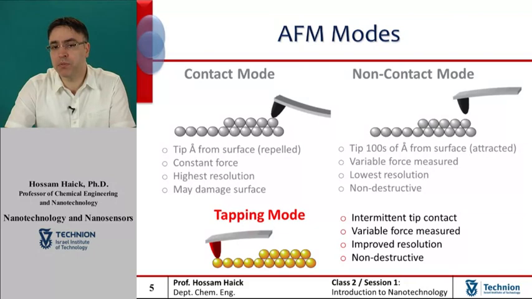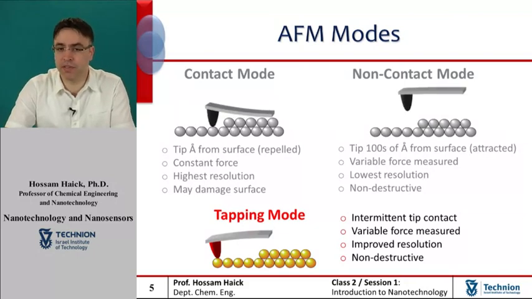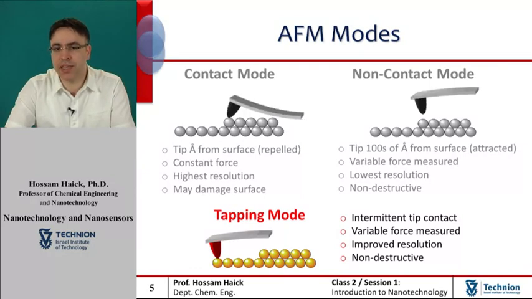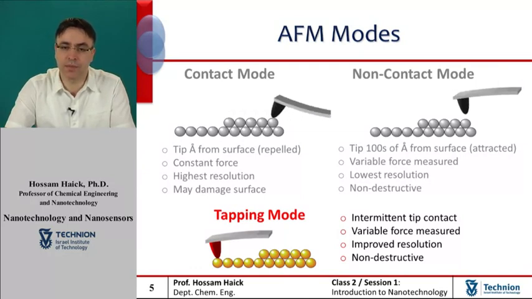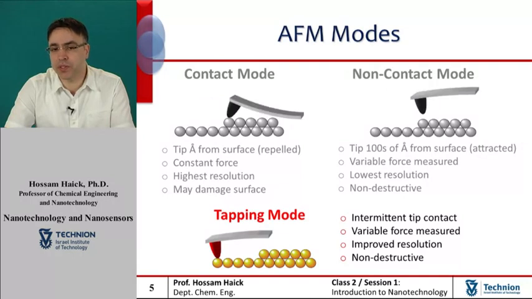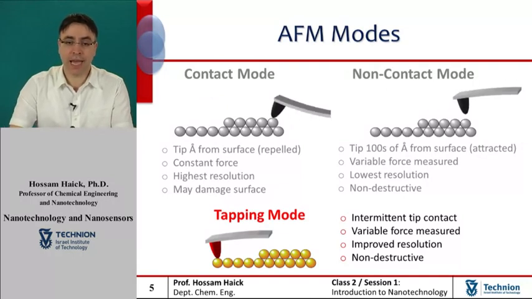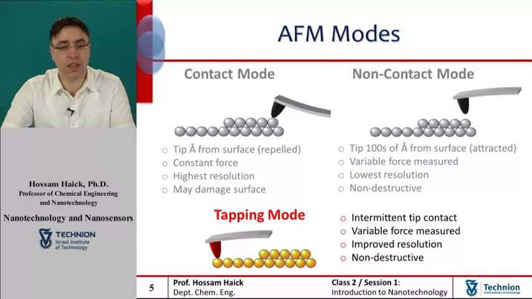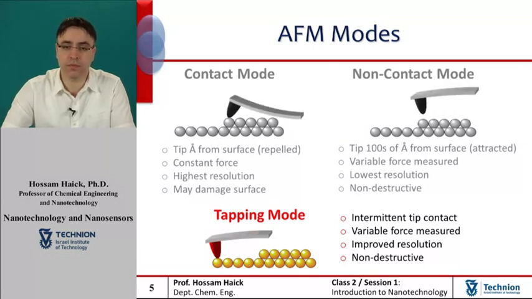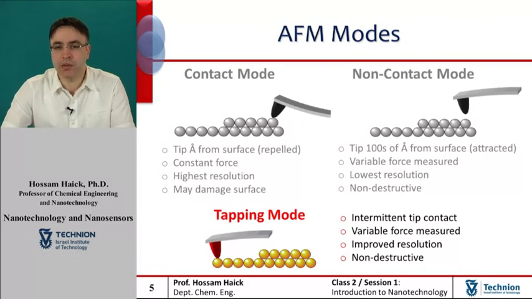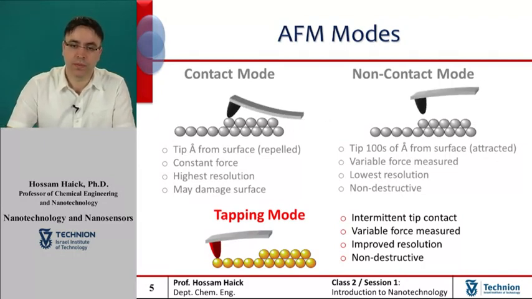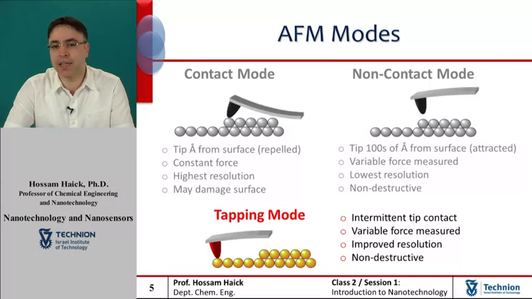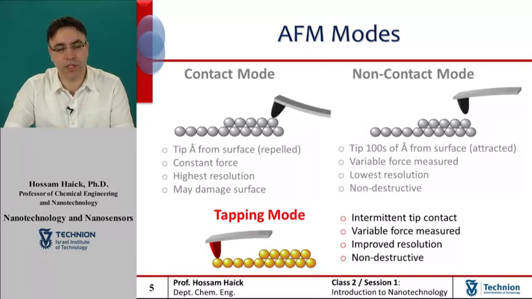An intermediate mode between the contact and non-contact modes is called tapping mode. In this mode of operation, the cantilever is oscillated at the resonant frequency. The probe lightly taps on the sample surface during scanning, contacting the surface at the bottom of its swing. By maintaining constant oscillation amplitude, a constant tip sample interaction is maintained and an image of the surface is obtained.